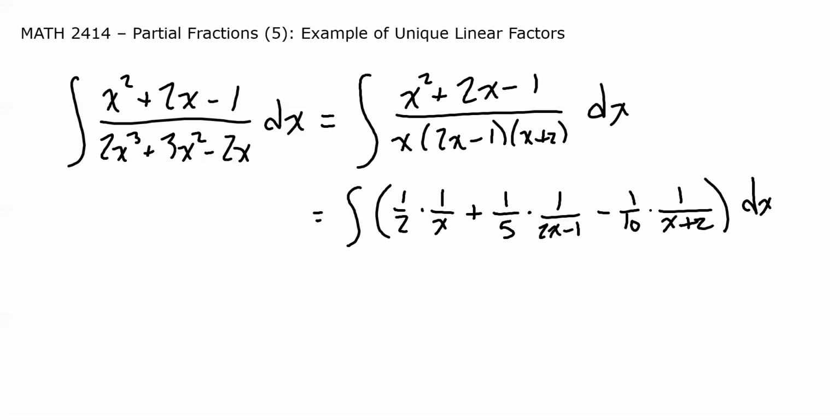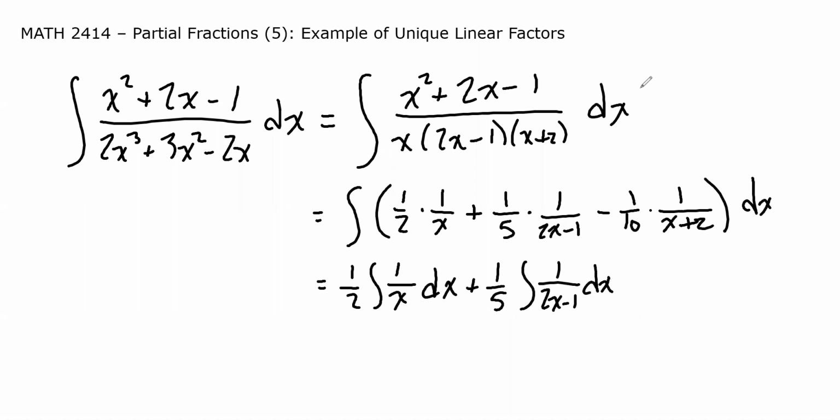Now, it might be hard to see because of all the things that are crammed in here. So I'm going to do two things. Number one, I'm going to split the integral into three integrals, one for each term. Integrals are additive like that. And secondly, I'm going to pull out the constant multiples in front of those three integrals. And so the net result will look something like this: 1 half integral 1 over x dx plus 1 fifth integral 1 over 2x minus 1 dx minus 1 tenth integral 1 over x plus 2 dx.